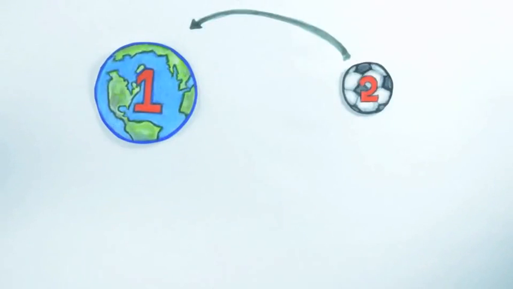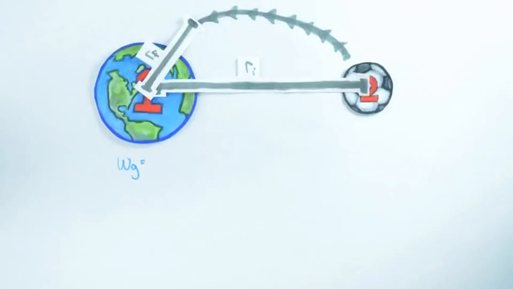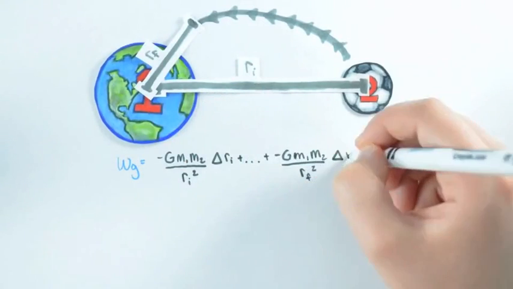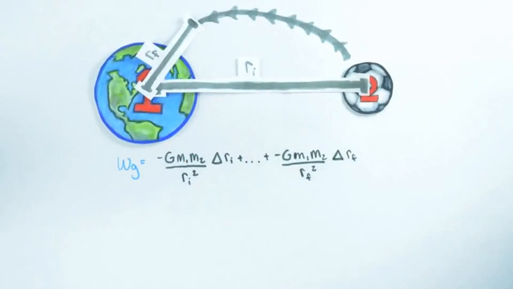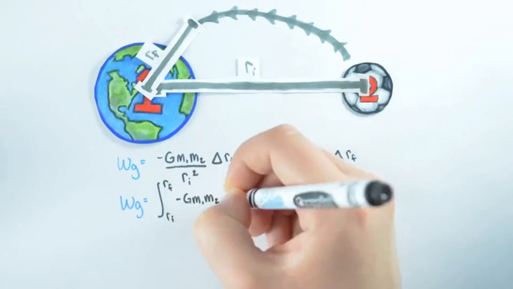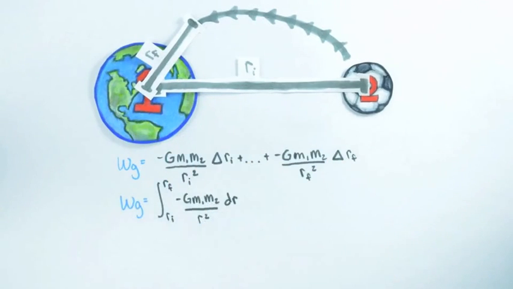Well, clearly we would have to break up the path into segments where we could compute the work on each segment using this expression and then adding everything up. In the limit of small displacements, this summing up would be an integration. The integration would be only along the radial direction.